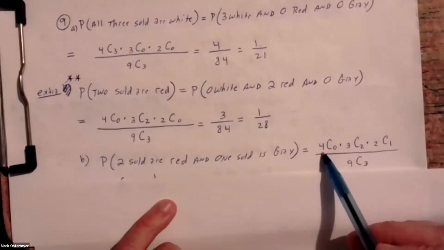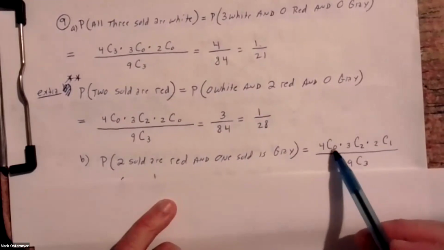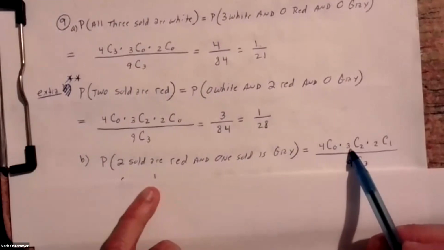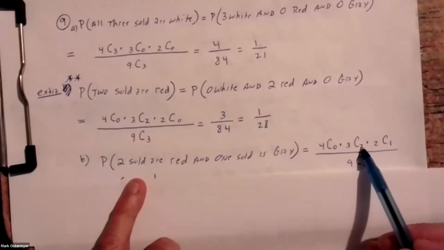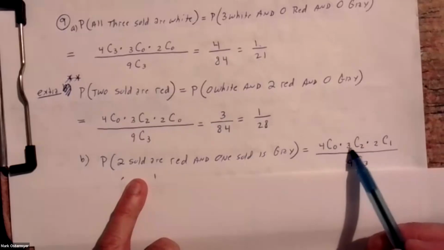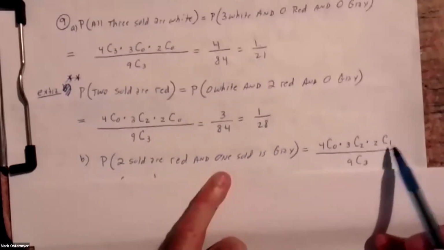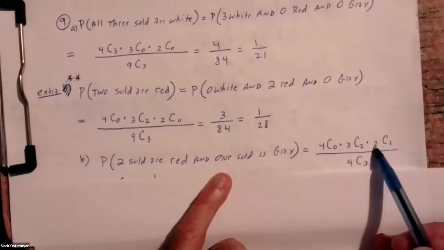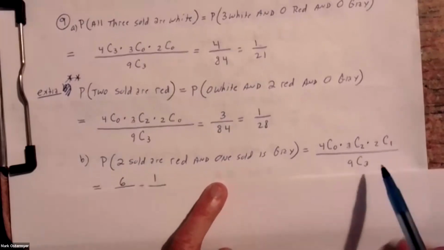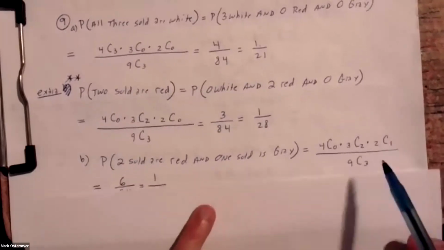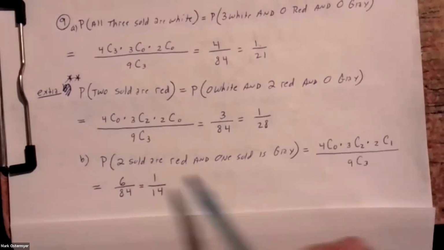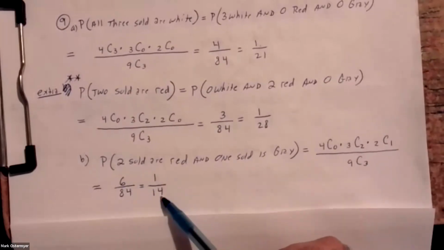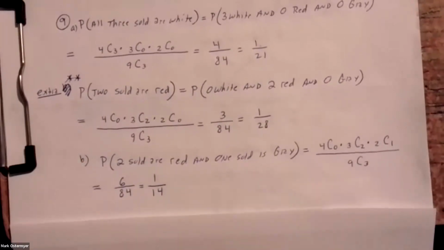okay, the number of ways of selling 0 white automobiles among 4 white automobiles, that's 4 in combination with 0, times the number of different ways of selling 2 red automobiles from 3 red automobiles we have, 3 in combination with 2, times the number of different ways of selling 1 gray automobile from the 2 gray automobiles we have on the lot, 2 in combination with 1, divided by 9 in combination with 3. When you crank this out on your calculator, you're going to get 6 over 84 or 1/14. So 1/14 is the probability of selling 2 red and 1 gray automobiles.